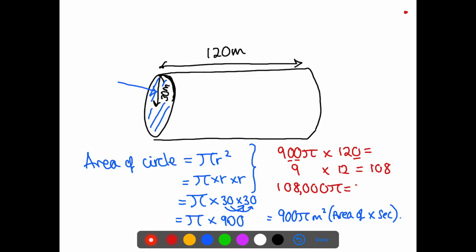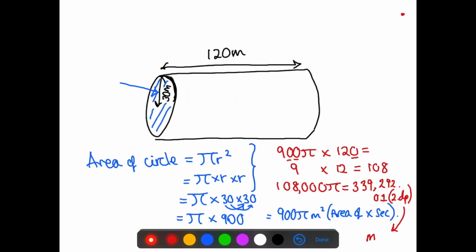And you actually end up with a really huge number of 339,292.0 actually, so we'll leave it there, or 0.01 to 2 decimal places. And don't forget that that must be, I'm sorry I've not written that out very well, in meters cubed, because it's volume. Okay, so now then we're going to have a look at a hexagonal prism.